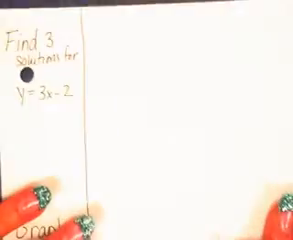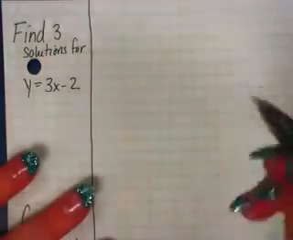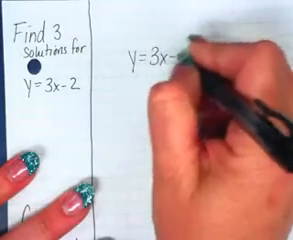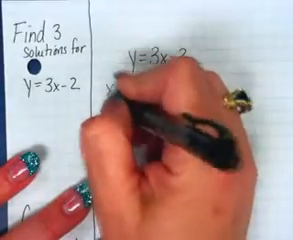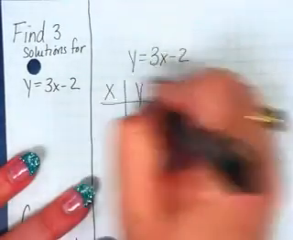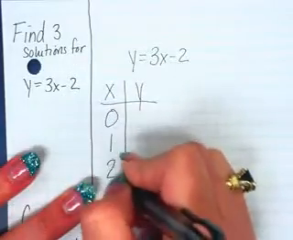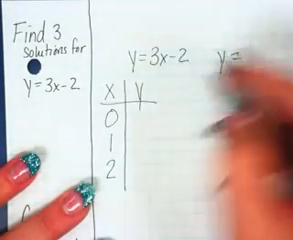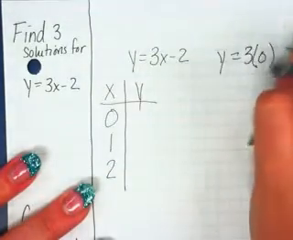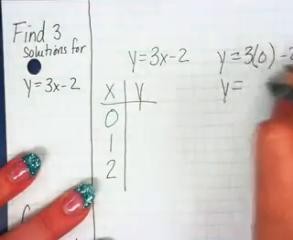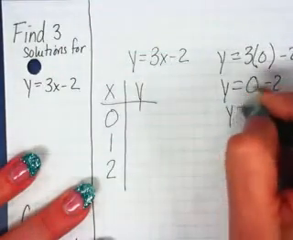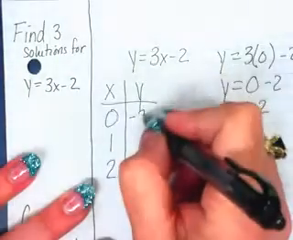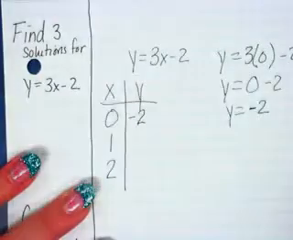Okay. There we go. So again, we're doing 3 solutions. So I'm going to just copy the problem over here. I'm going to make my T-chart, x, y. Right now, I'm giving you the 0, the 1, and the 2. You might find other ones later that you like. So what happens when x is 0? 3 times 0. Y equals 0 minus 2. Make sure you get that that's a minus and negative 2. So if x is 0, y is negative 2.